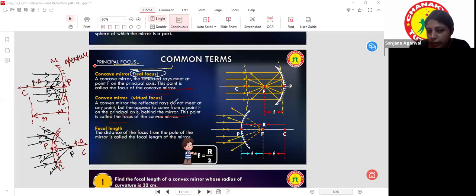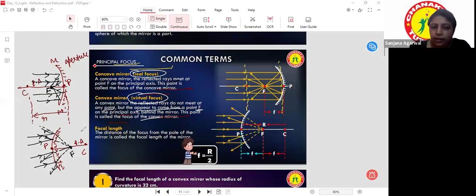In a convex mirror, the reflected rays do not meet at any point, but appear to come from a point F on the principal axis behind the mirror. This point is called the focus of the mirror because they appear to come from it. They are actually not meeting at this point because that side is opaque. So they appear to be focused. That's why the focus of a convex mirror is known as virtual focus.